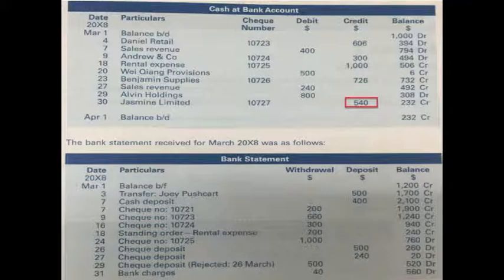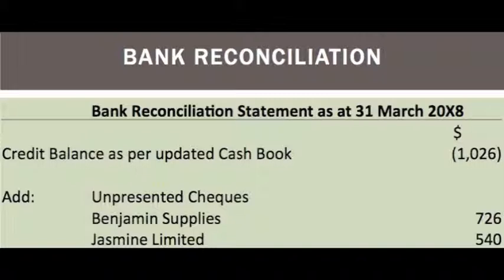We go back to our cash book and realize that there is another unpresented check, from Jasmine Limited, $540. Because it is an unpresented check, the bank wouldn't have known the existence of this. So we have to add back this unpresented check.